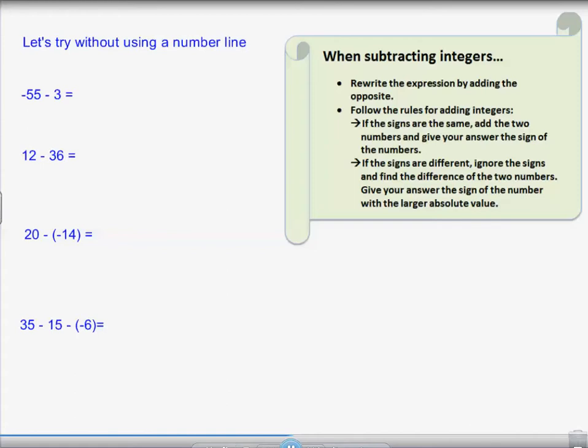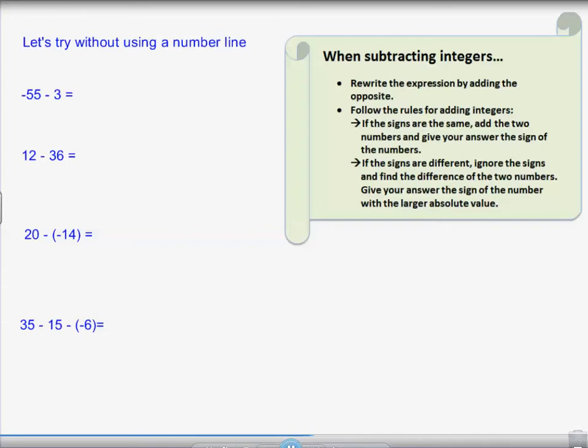Quick little summary: if the two signs are the same, we'll add the two numbers and give our answer the sign of the numbers. If the signs are different, we ignore the signs, find the difference, or subtract the two numbers, and then we give the answer the sign of the number with a larger absolute value.